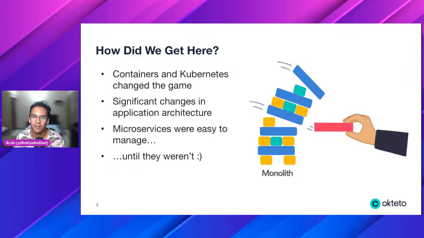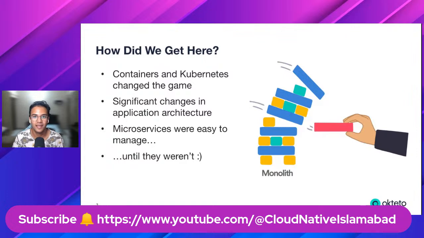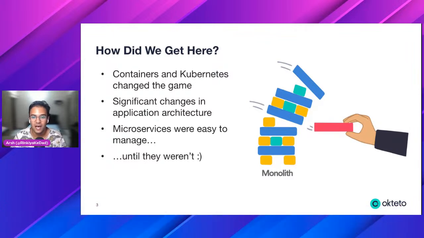But then Docker came in and it popularized containerization. We all started talking about containers and splitting our applications into microservices. Everyone liked this idea because microservices are very easy to scale as compared to monoliths. So we all jumped on board and started breaking down our monoliths and converting them into microservices-based applications. And the thing with microservices is that they were easy to manage until they weren't.